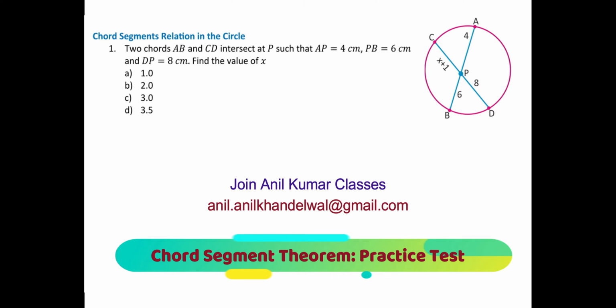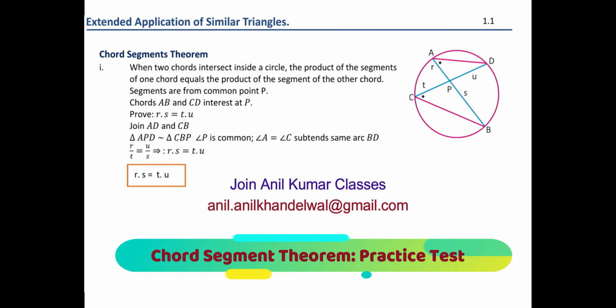The idea here is to understand the concepts. So we will answer this question later, but first let us understand the concepts. So let me begin with the theorem itself. What is, after all, the theorem when we have chords intersecting within a circle?